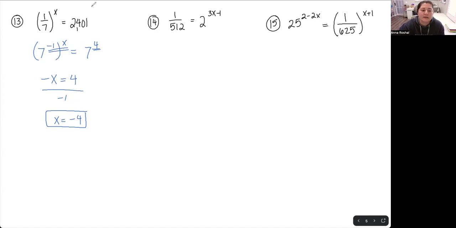512 is, I know it's 8 to the 3rd. I think it's going to be 2 to the 9th, but it's going to be 2 to the negative 9th. And I actually don't need a fraction or parentheses because 512, let's take a look.